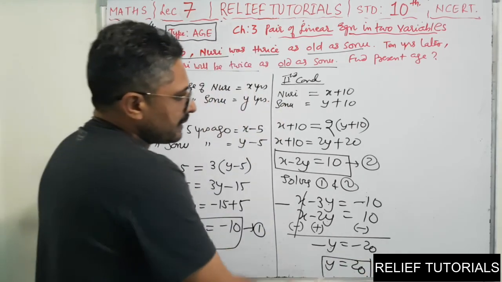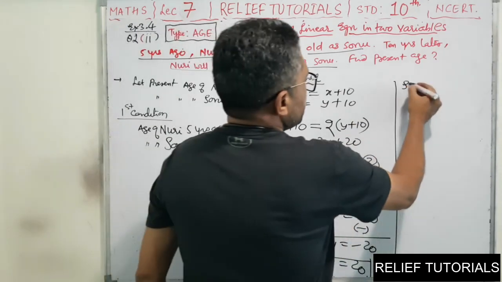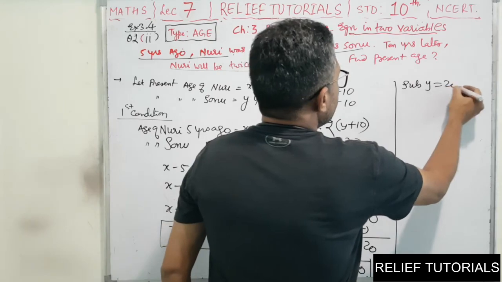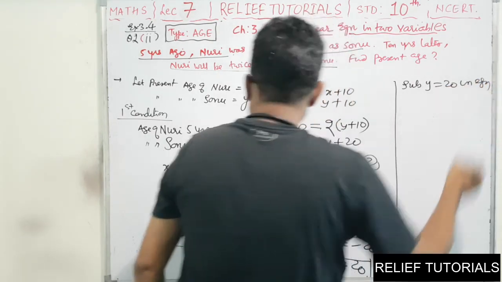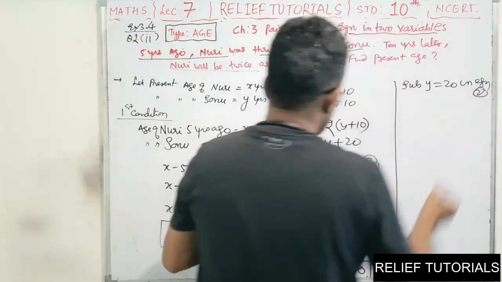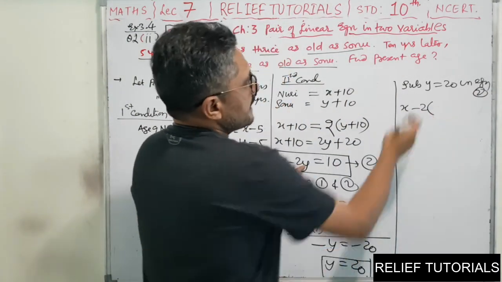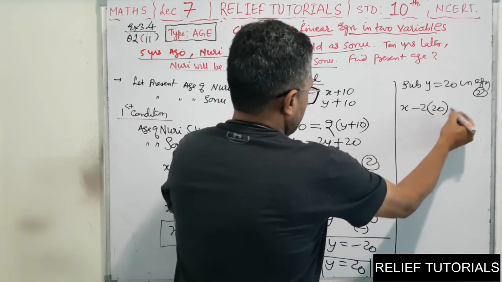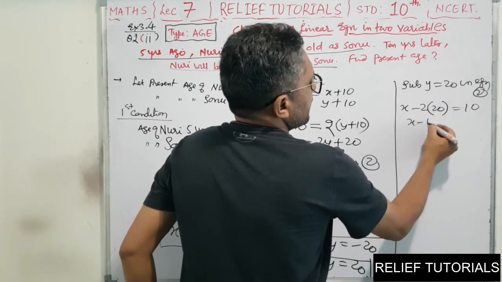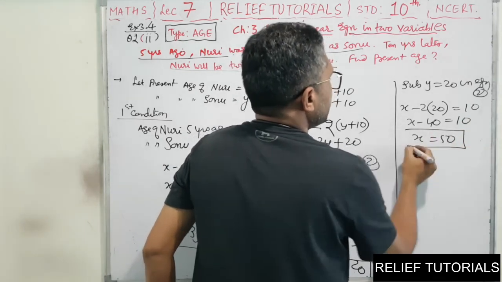So we got one variable, y. Now we have to find one more variable, that is x. So substitute y equals 20 in any equation. Which equation? 1 or 2. I will substitute in equation 2. So x minus 2 into y. Y is how much? 20. 20 equals 10. So x minus 40 equals 10. So x equals 50.